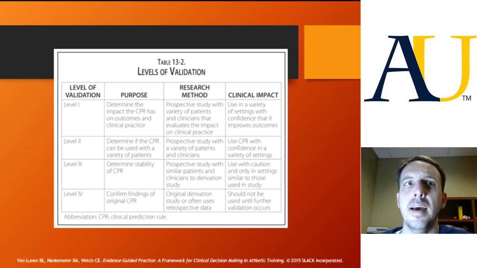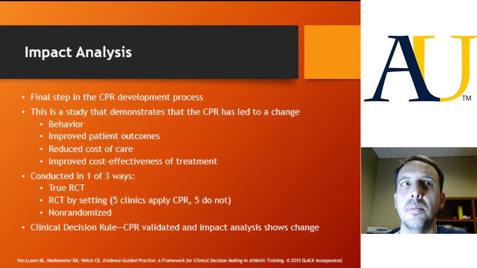And then level 1 validation actually involves changing outcomes in clinical practice. And so that is the third step, this idea of an impact analysis. Does the clinical prediction rule in fact change the way people do things? If a good clinical prediction rule leads to change, oftentimes it may be redefined as a clinical decision rule, just basically meaning that it's reached the highest levels of validation and has started to change behaviors.